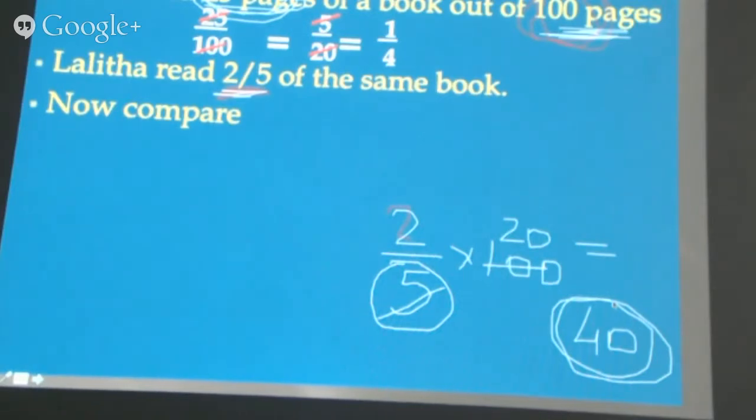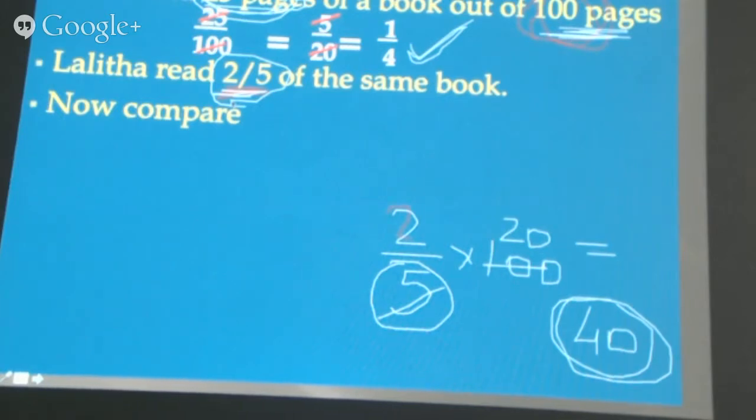And there is another method also. Someone suggested, why don't you convert this 1/4 into decimals? When you convert this into decimals, you get 0.25. And next, this 2/5, if you convert, 0.4, that's great. So 0.25 and 0.40. When you compare them, you get the answer.